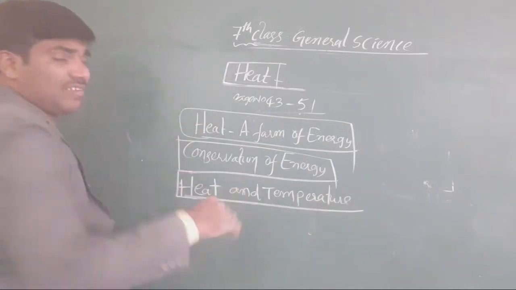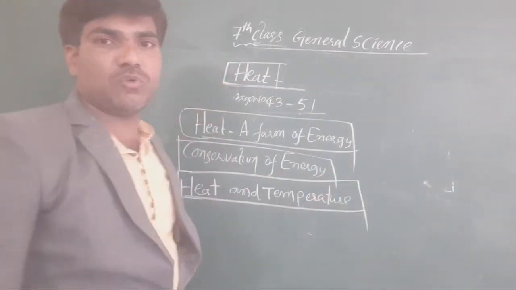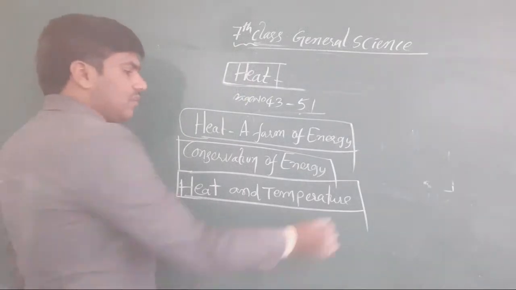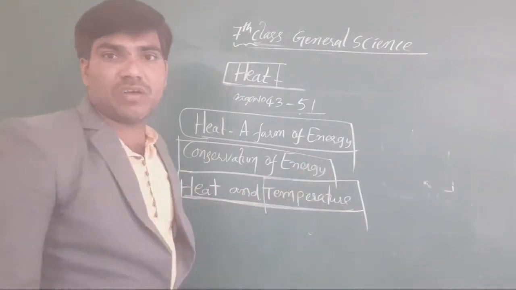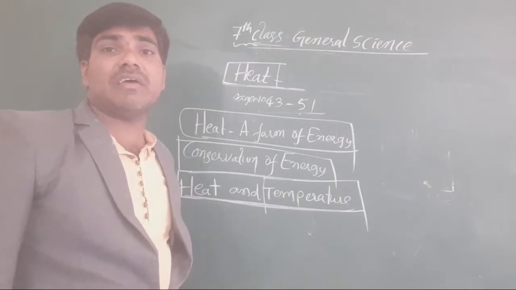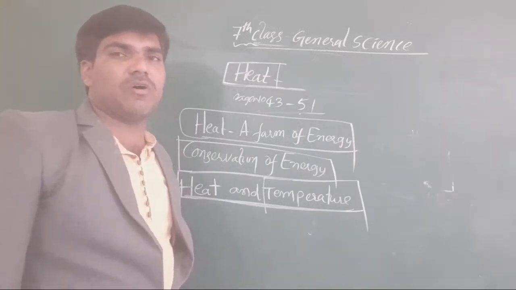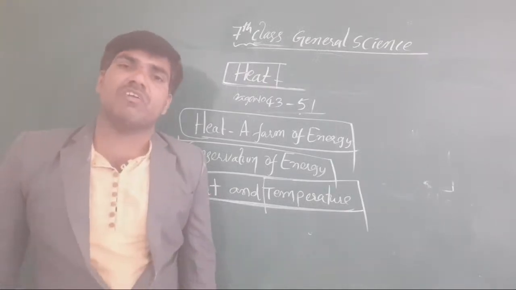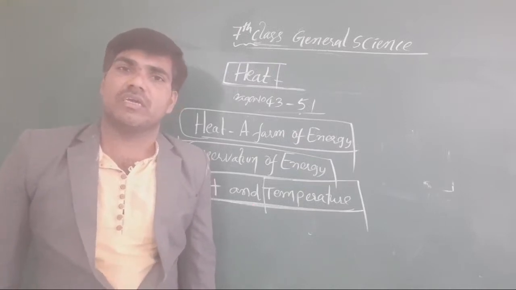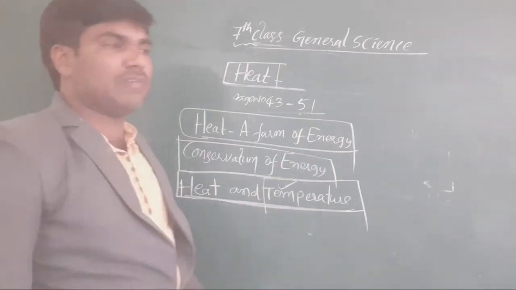Heat changes from a hot body to which one? A cold body. Heat changes from a hot body to a cold body. Whatever the hotness or coldness of the body, that is measured by temperature. Temperature is one property of heat which gives information about the degree of hotness or degree of coldness. That is only called what? Temperature.